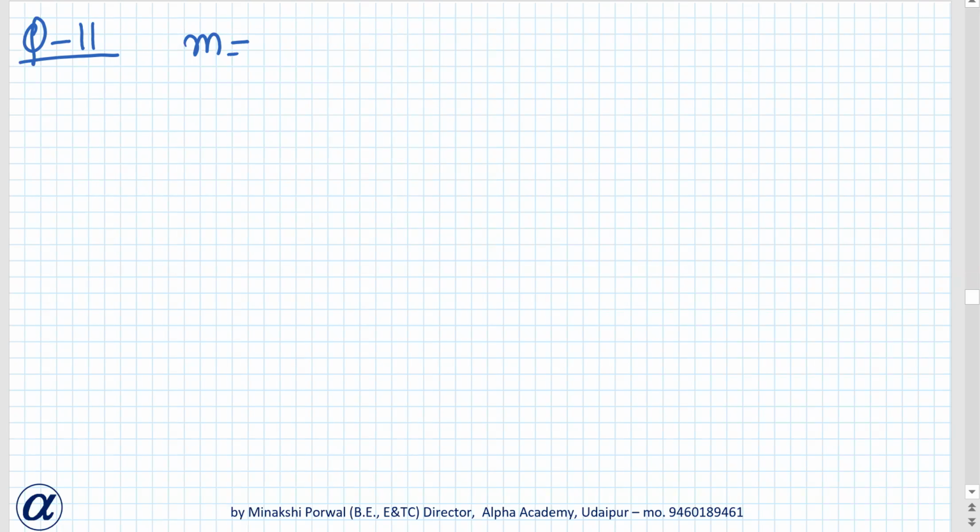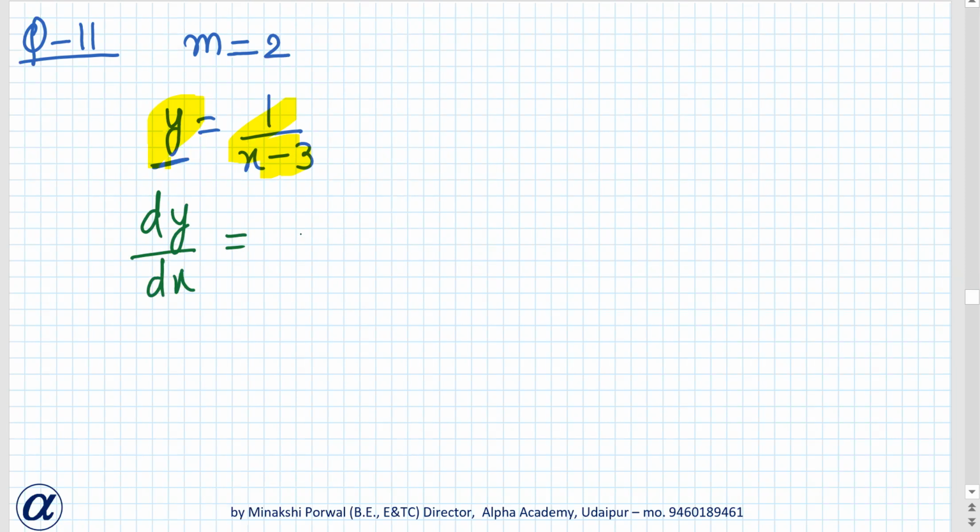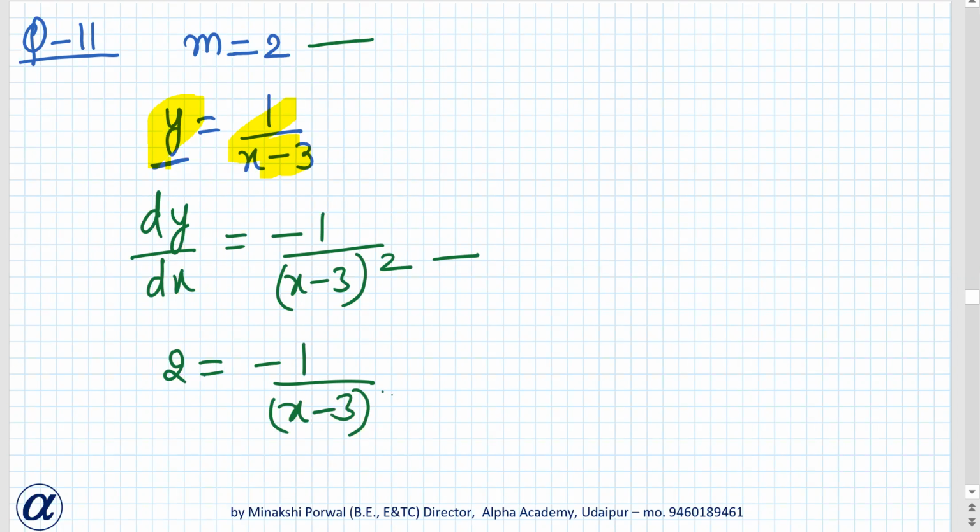We have to find the equation of all lines having slope 2, meaning m is 2, which are tangent to the curve y equals 1 by x minus 3. First, we'll find the slope from this curve. We differentiate it: dy by dx equals minus of 1 by x minus 3 the whole square. Now we equate both of these: 2 equals minus of 1 by x minus 3 the whole square.